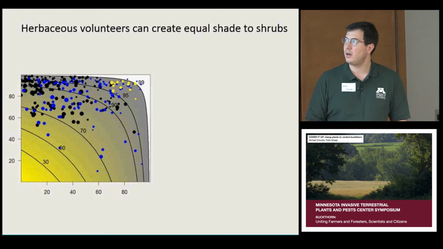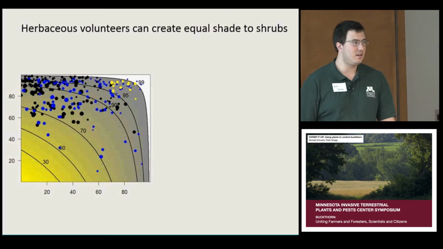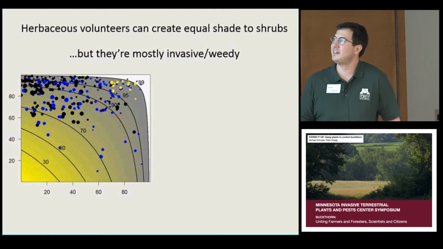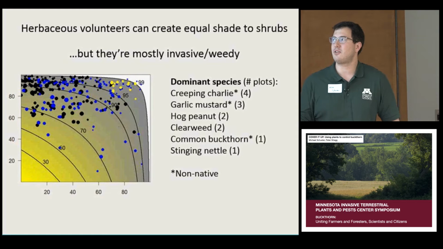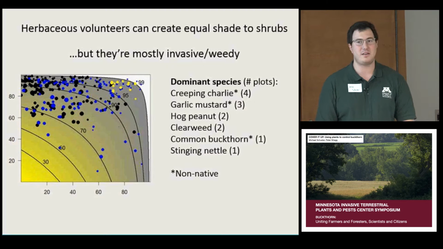And so in these plots in particular, the good news is that they're shading quite heavily, but the bad news is that they're also just filled with invasives. A lot of these plots are dominated by creeping Charlie, garlic mustard, and indeed buckthorn is coming back in one of those plots pretty heavily.